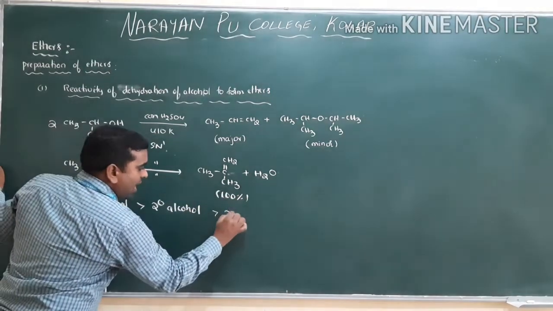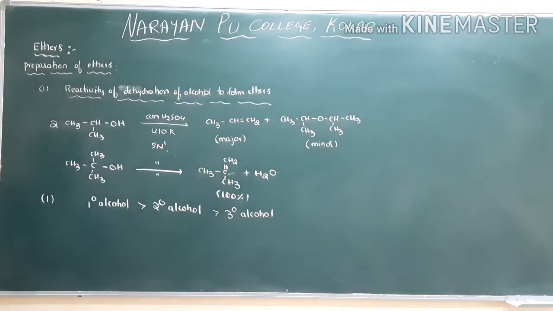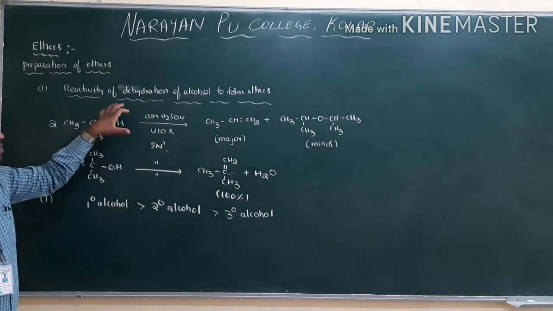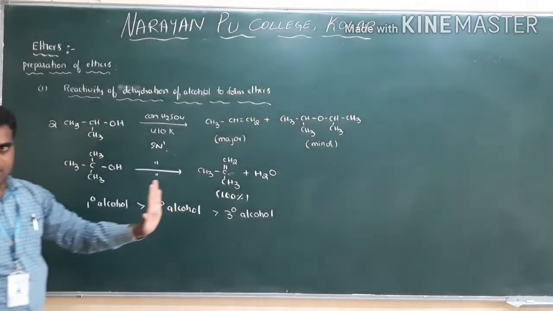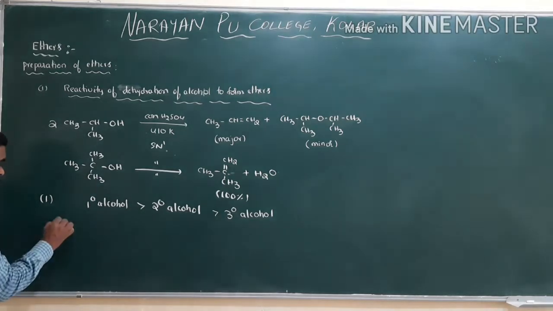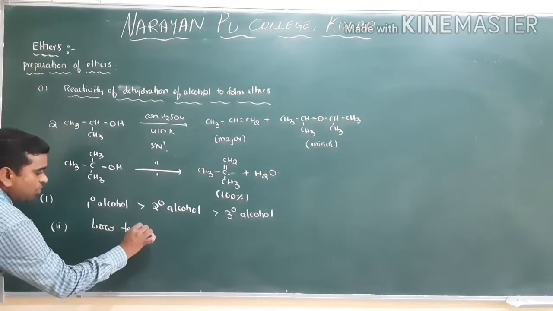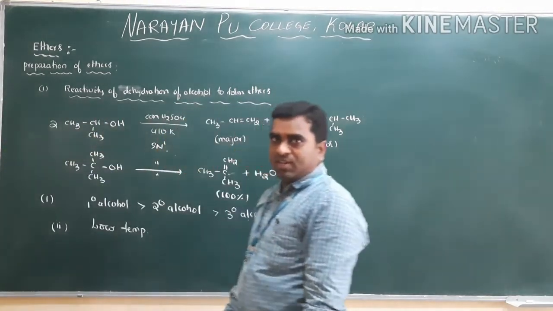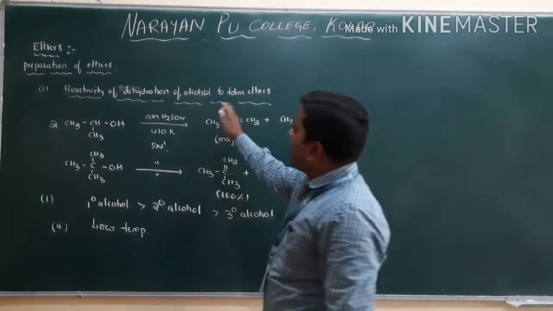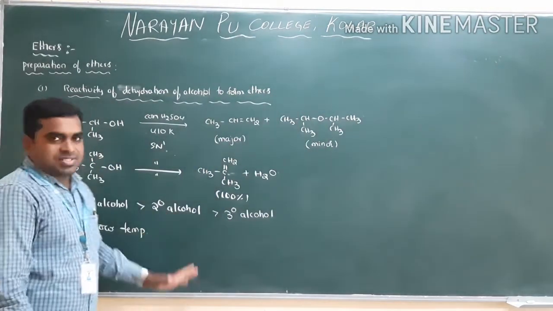Secondary alcohol, and the last one is which one? Tertiary alcohol. Yeah. So that's why primary alcohols are involved in the dehydration very fast to form ethers. And the second condition, what you have to maintain? You have to maintain low temperature. If you maintain high temperature, alkene is the major product. So this is the reactivity order of alcohols to form ethers.